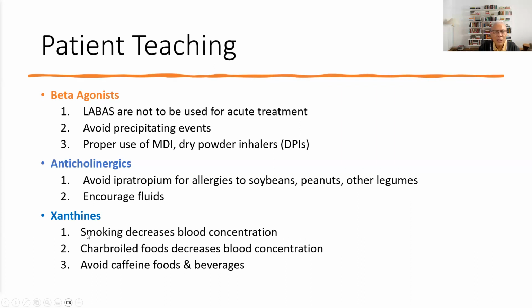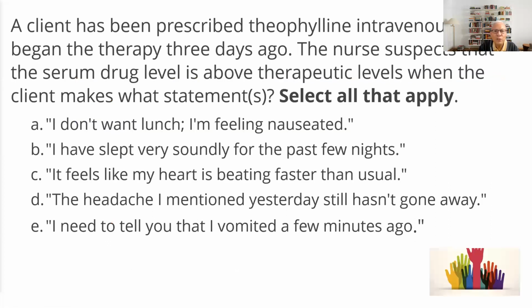For your xanthines, the important thing is that smoking decreases the blood concentrations of aminophylline or theophylline, and therefore you would require an increase in dose if the patient continues to smoke. And the other thing that I didn't mention is charbroiled foods decrease the blood concentration of xanthines. So we don't want them to be having a lot of food that has been prepared charbroiled or grilled. And of course, because of the side effects, we want to avoid caffeine or foods that contain caffeine or cocoa. Okay. All right, let's go to another question over here.